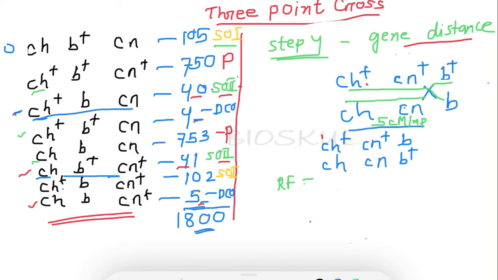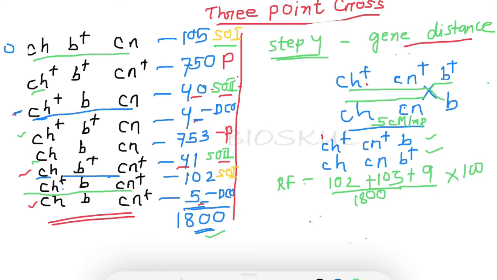Okay, then calculate the recombination frequency. So these are the single crossover. So what is the value for CH plus CN plus B? This one is here, CH plus CN plus B, it is 102, plus CH CN B plus, it is 105, and the total number is 1800, plus the double crossover is 9, multiplied by 100. So it will be 12%. So recombination frequency is 12%.